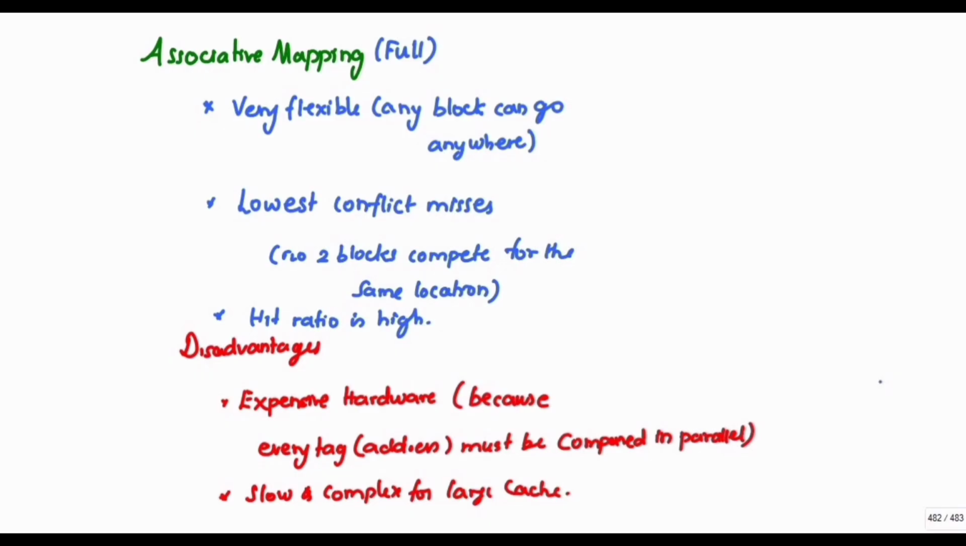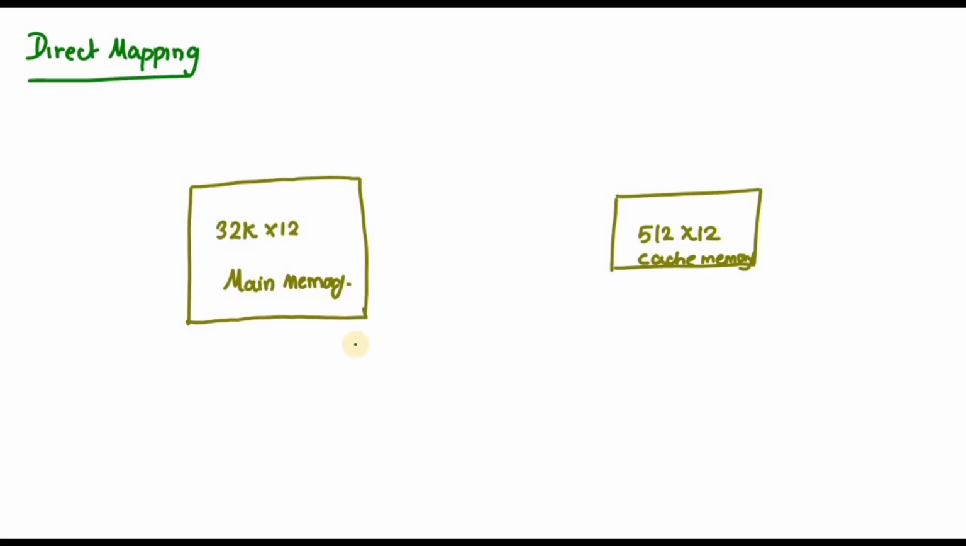The disadvantage of associative mapping is that it is expensive. The hardware is expensive because every tag, that is the address, must be compared in parallel. So you have to compare the address with the data, right? It will be very expensive, slow and complex for a large cache. As we know, associative mapping is very expensive due to the additional hardware, though the hit ratio is higher. Therefore, we are moving to direct mapping.